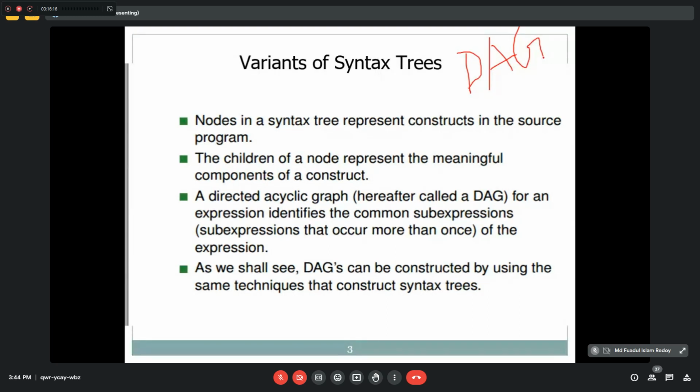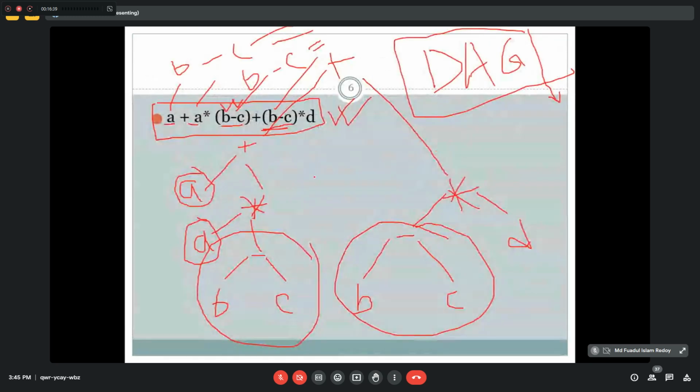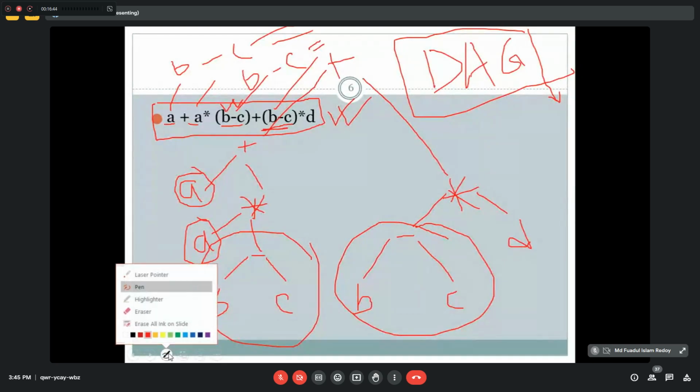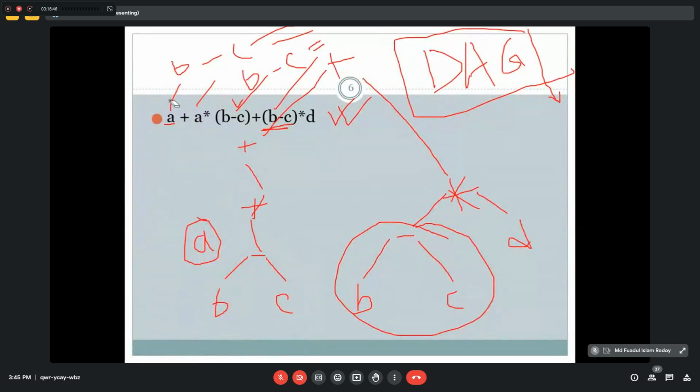So if you are able to identify a common sub expression, then you can optimize it and make it more efficient. Got my point? Yes, sir. Then what is the DAG of this one? So this is the syntax tree. Then what is our DAG?